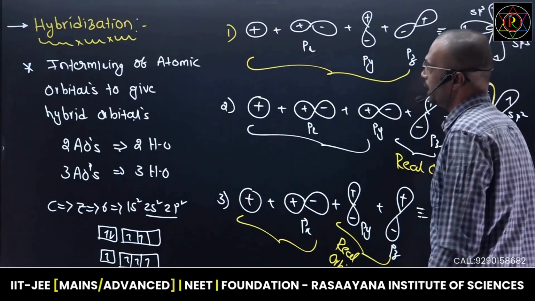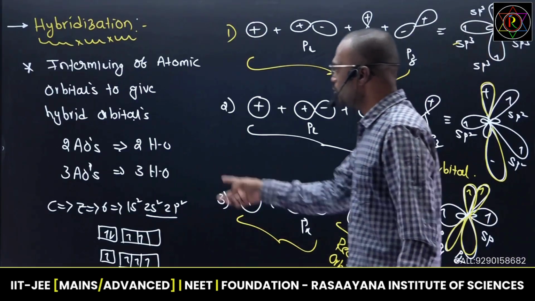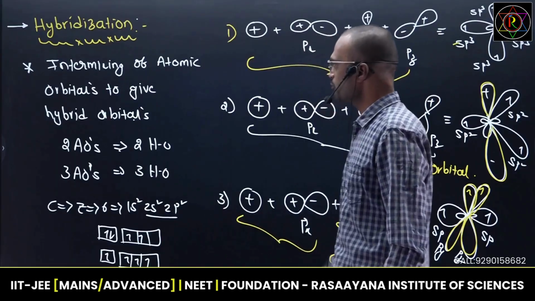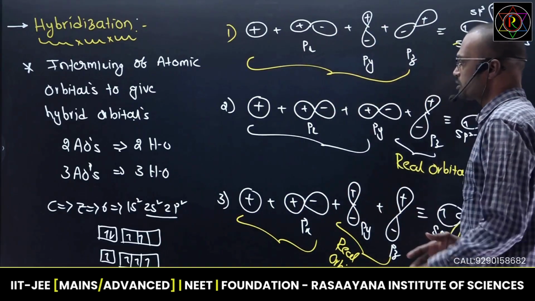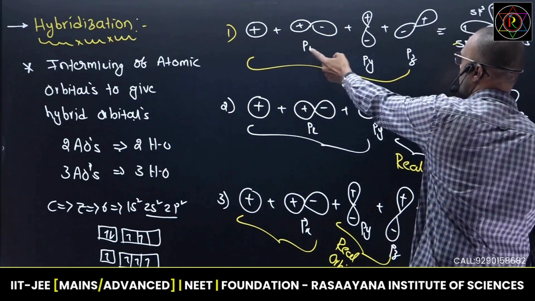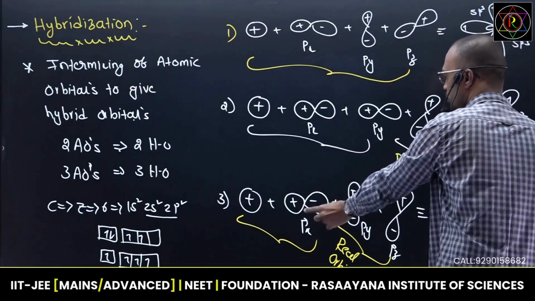See this, hybridization is intermixing of atomic orbitals to give hybrid orbitals. However many orbitals we are mixing, you will get the same number of hybrid orbitals. I took carbon as a reference element because carbon is a major constituent in organic compounds. In carbon, not all orbitals are intermixing: only 2 intermixing, 2, 3 intermixing, 2 intermixing.